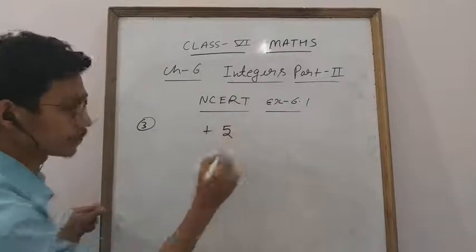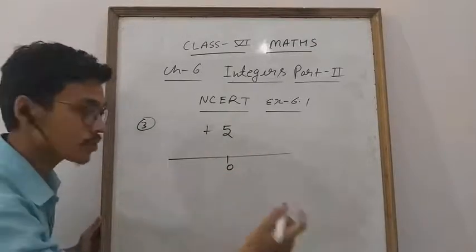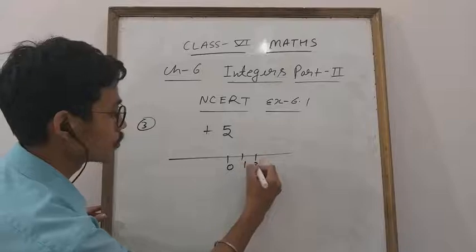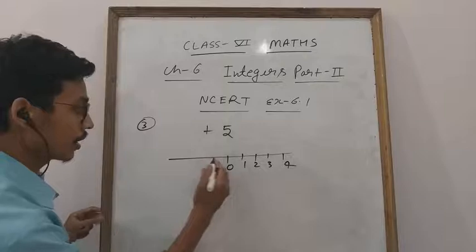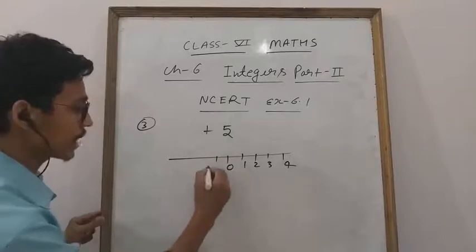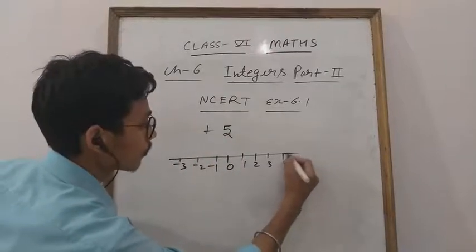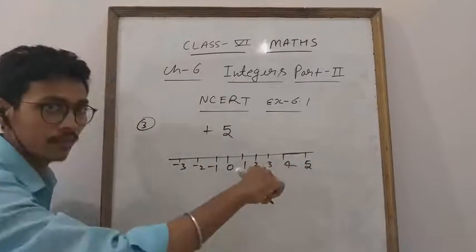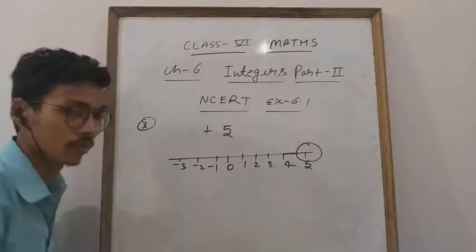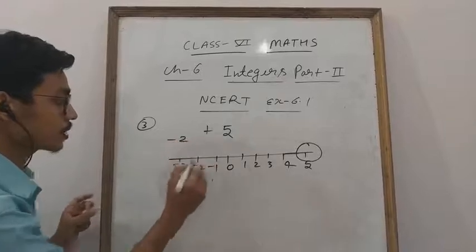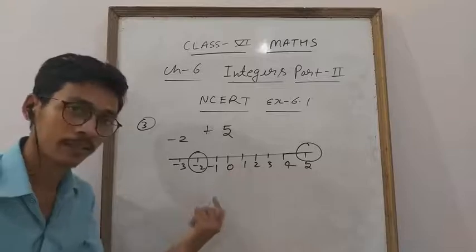See, plus 5. How to represent? See, this is 0, you know that. On the right hand side of 0, student, all are positive numbers: 1, 2, 3, 4. And the distance is the same everywhere. On the left hand side, student, negative signs: minus 1, minus 2. See student, this is plus 5, so you will write 1 here, and for plus 5 you will circle here. You will represent it like that. If you have to represent, let us assume, minus 2, you will represent it here. So according to the requirement of the question, you will mark. This is very simple.